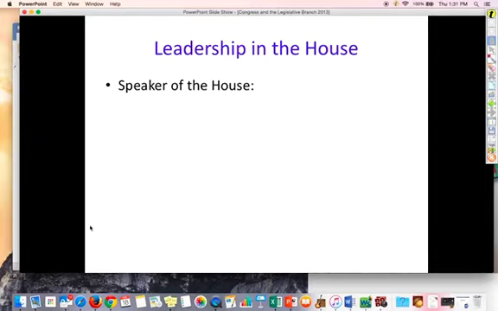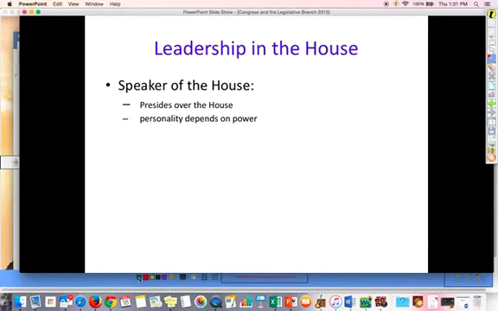All right, so let's finish up the House of Representatives and what we have been learning. This is leadership in the House. Big leaders, of course, the Speaker of the House is the one who presides over the House of Representatives at all times. Now, it doesn't mean he's always on the dais, which is the front area that you see.